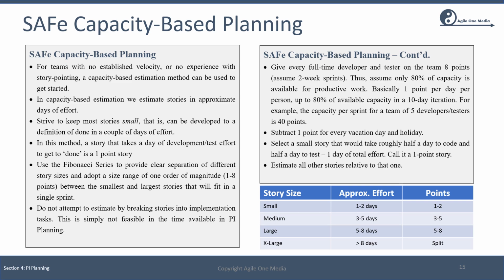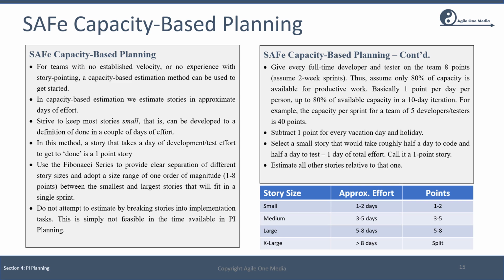Let's just stop for a moment to address a common challenge for many teams, and that is, what do we do if we do not have an established velocity that we can use to plan with? So SAFe proposes what they call a capacity-based planning method. In this method, we estimate stories in approximate days of effort. And to do this, we strive to keep most of the stories small, that is, can be developed to a definition of done in a couple of days of effort.